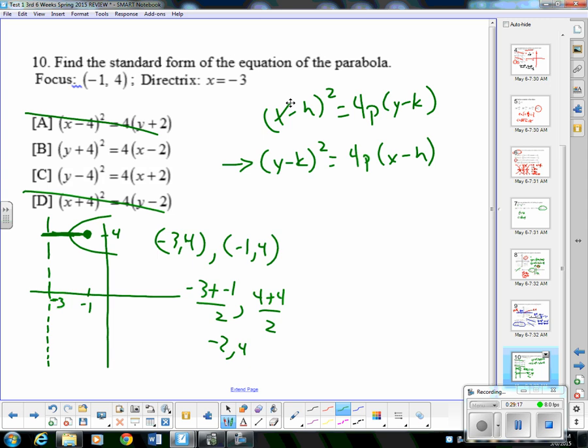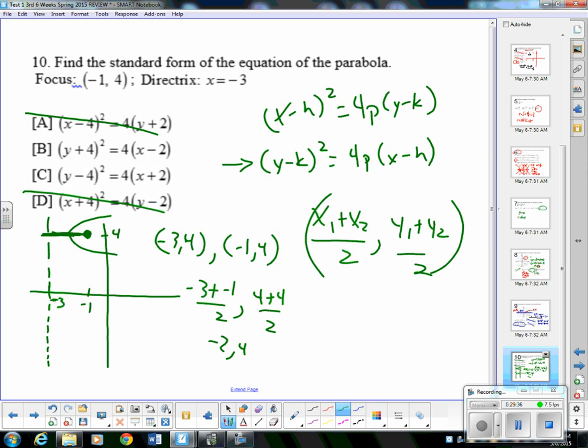Have a question? Where do I get which 2 from? Right here, that is the midpoint formula. The midpoint formula is always x1 plus x2 divided by 2. That's the formula. y1 plus y2 over 2. That's always the formula for the midpoint.